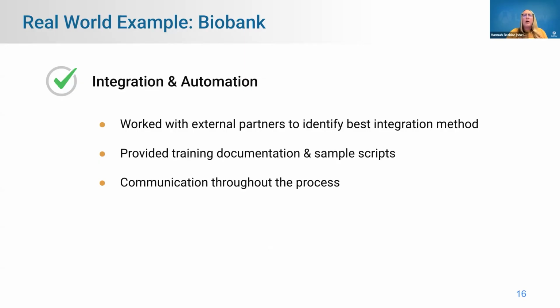And then for the integration and automation of the system, making sure that we did work with those external partners. We had multiple meetings with our account manager and the external partners as well as the customer. So everybody was aligned on what that process would look like and identifying that best integration method. So in this case, we really went with APIs for most of it because a lot of these systems had their own APIs, and this would be a very scalable way to perform the integrations.